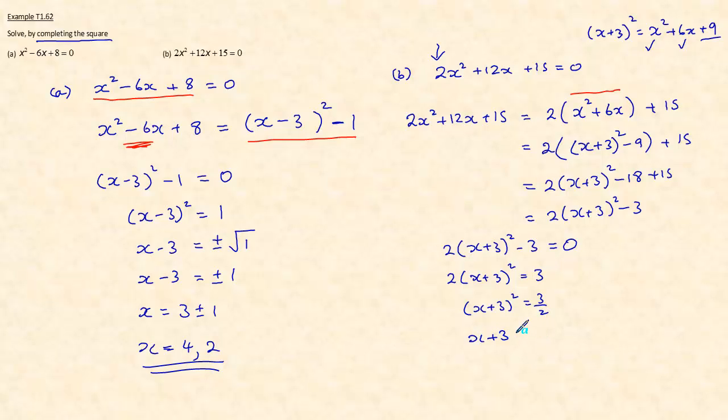So x plus 3 would be positive or negative the square root of 3 over 2, and then x is going to be negative 3 plus or minus the square root of 3 over 2. So that's our two solutions. We have that x is negative 3 plus root 3 over 2, and that's over the whole thing, so 3 over 2 all square rooted, or x is negative 3 take away the square root of 3 over 2.